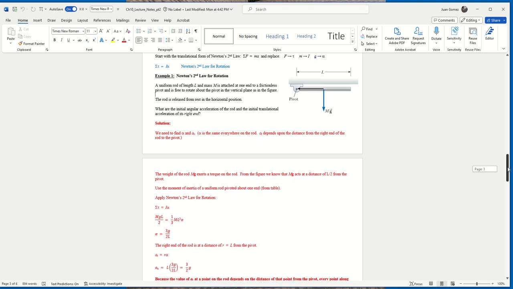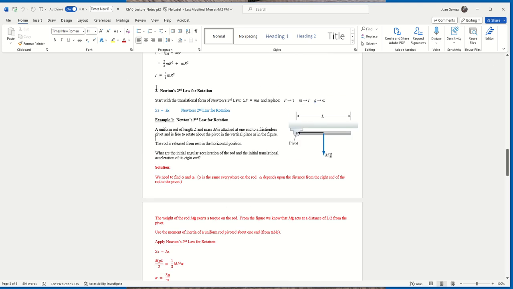Greetings everybody. This video is from chapter 10, Newton's second law for rotation. It has to do with an object that's rotating about some axis or about some pivot. What we do is we start with the linear, and remember, translational and linear mean the same thing. So let's start with the linear form of Newton's second law.